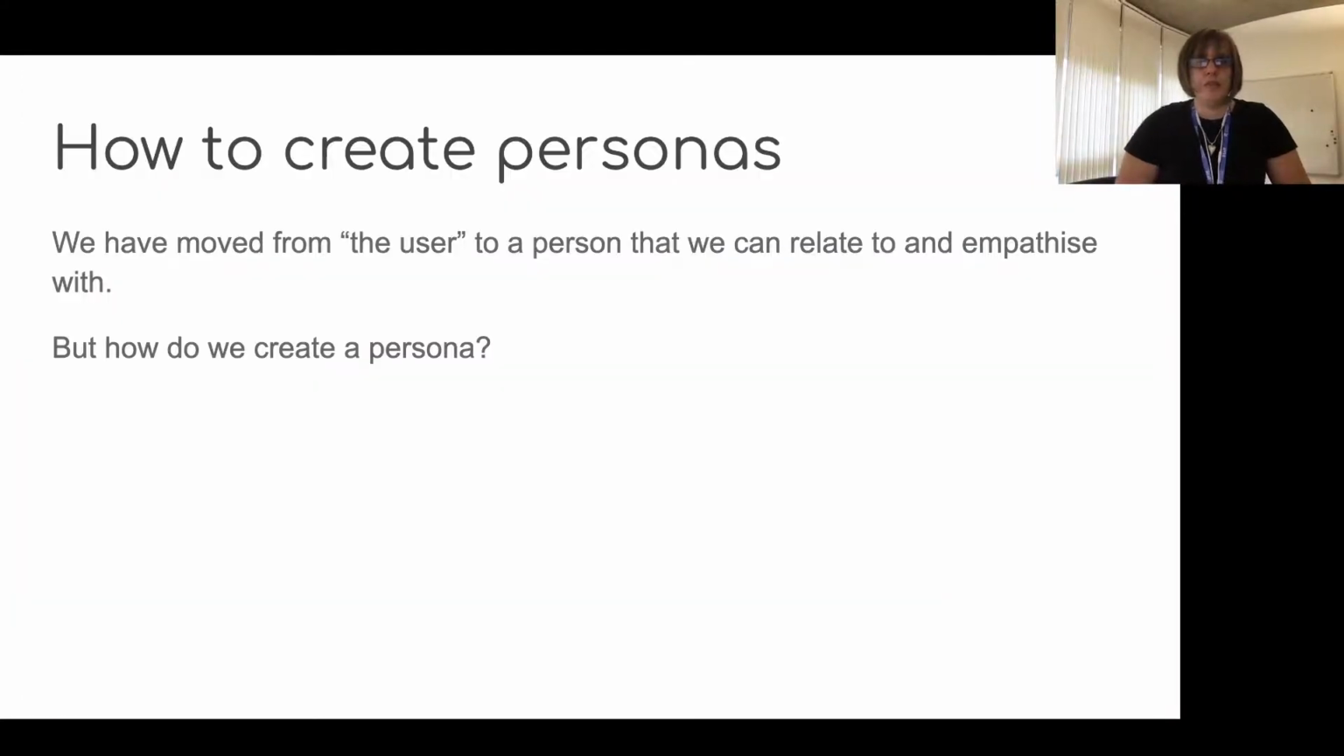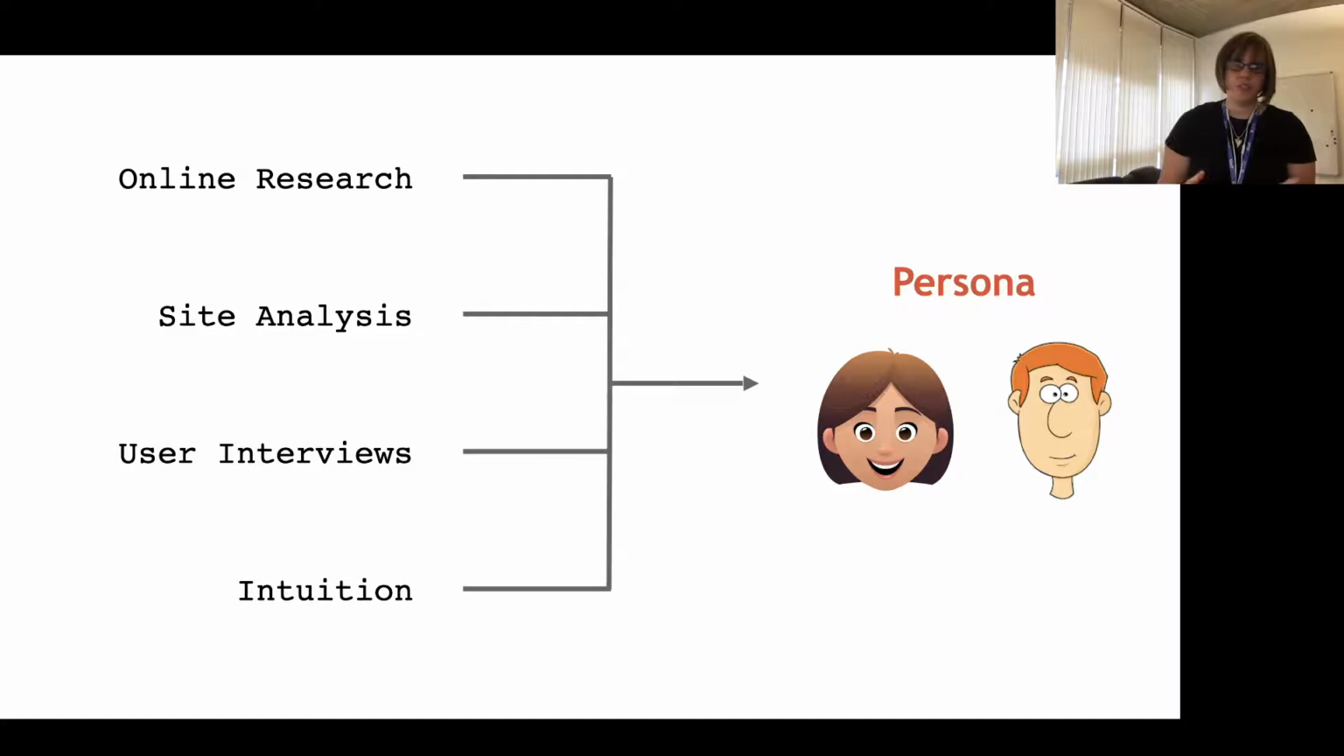So how do we create them? So we've established that we want to move from the user to a person that we can relate to and empathize with. But how do we actually create that persona itself? So generally it's a combination of online research. You might do some reading in forums, you might do some reading on blogs, that sort of stuff. You might look at scientific literature that can play a part in identifying the problem or the challenges, give you some background information at least.